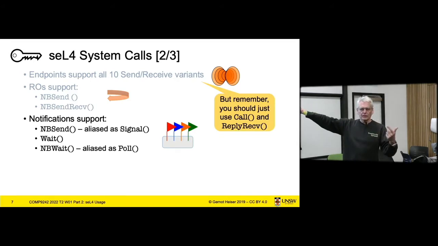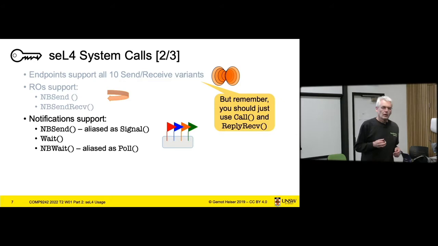The wait, once it returns, will reset the data word in the semaphore to 0, so it's in the non-signaled state again, whereas the poll basically just returns what's there without affecting the state of the notification. Okay?